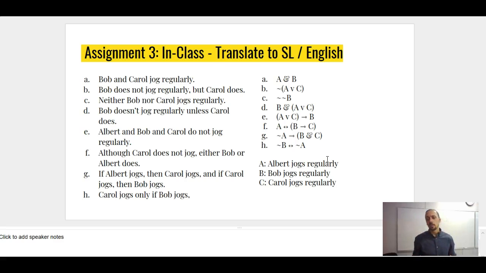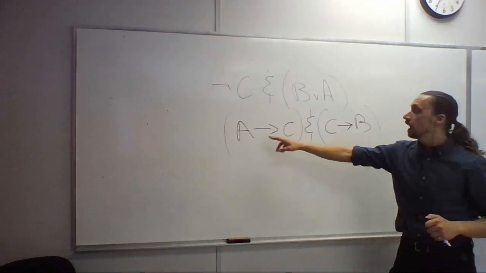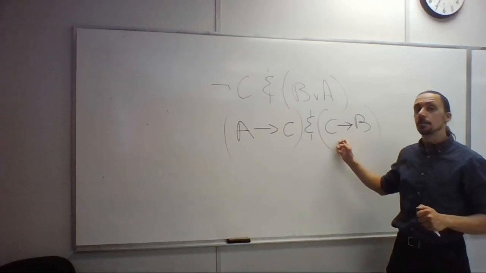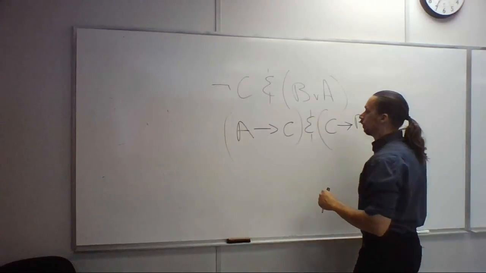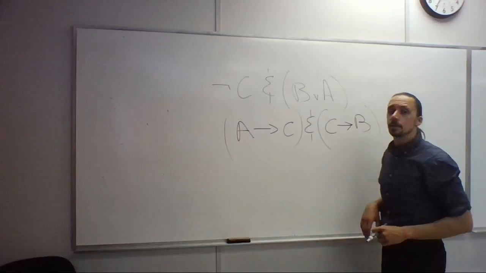If Albert jogs, then Carol jogs. And if Carol jogs, then Bob jogs. All right. So what is that going to look like? So if Albert, then Carol, and if Carol, then Bob. What's the brackets here? What's the main logical operator? Looks like the and. Let's full screen it. So if A, then C, and if C, then B. And this kind of looks like a transitive property, which we can prove some stuff about later.